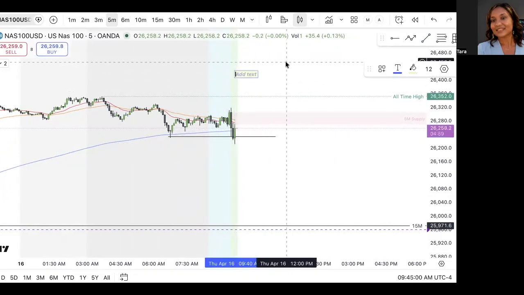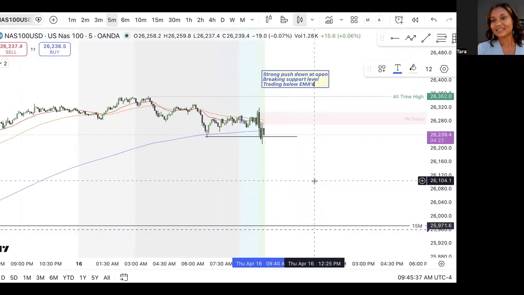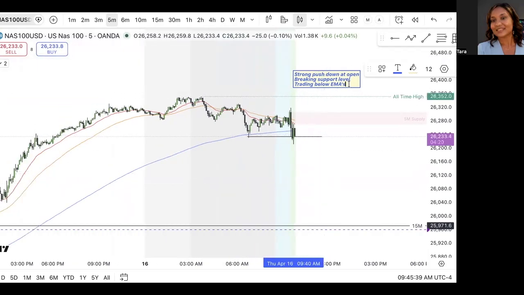Then we'll go ahead and start to write our confluences down. And these are the reasons as to why we think price is going to continue to the downside. So we have a strong push down at open. We're breaking a level of support. And we know that price is trading below the EMAs. All right, and so these are all reasons as to why we think price is going to continue to the downside.